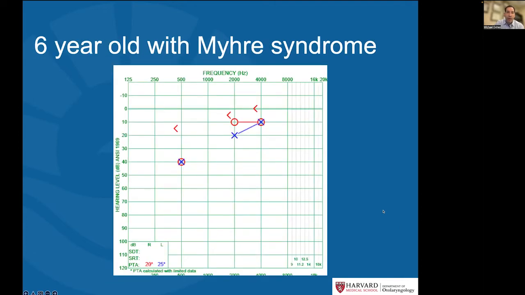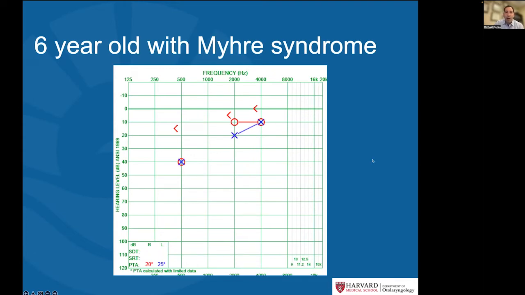Now, this is a child with Myrie syndrome. In this case, we see the bone conduction, which is these little symbols here, is in the normal range, but the air conduction is in the mild bordering on moderate hearing loss range. So this would be a conductive hearing loss in a child with Myrie syndrome.